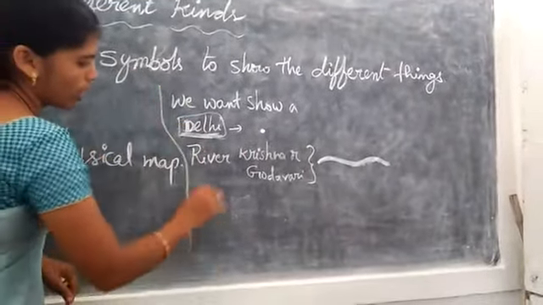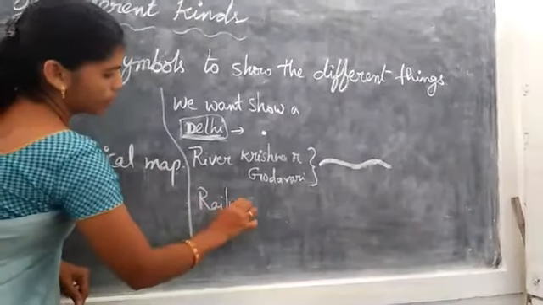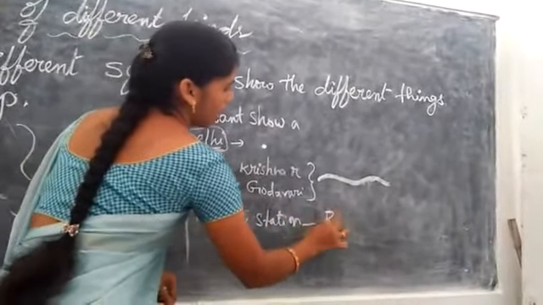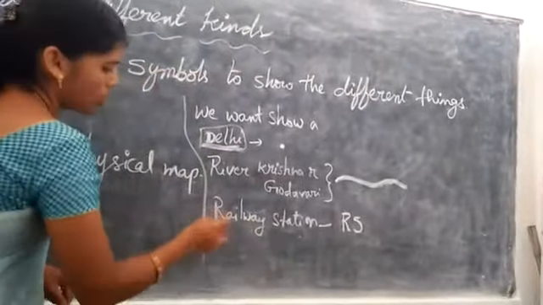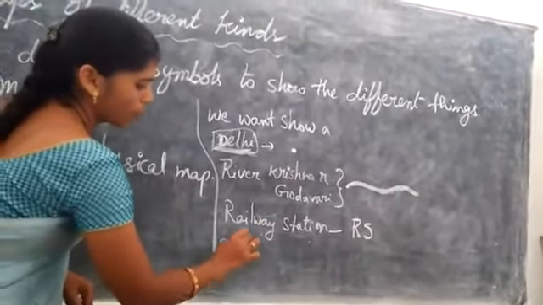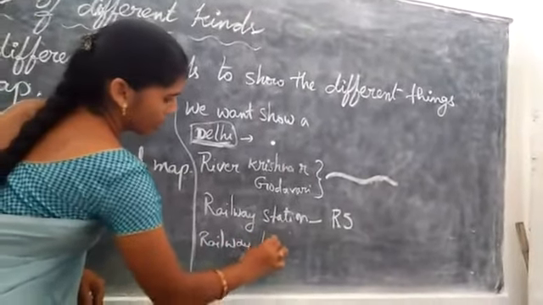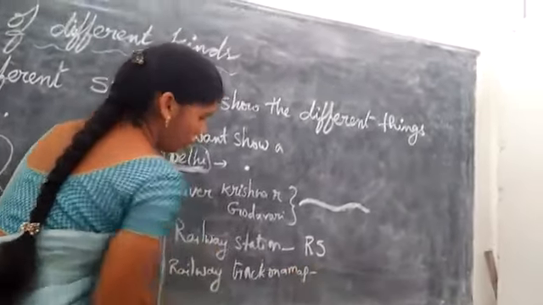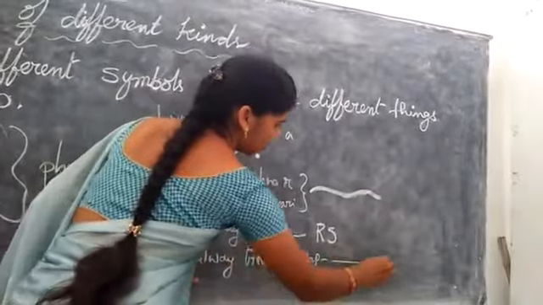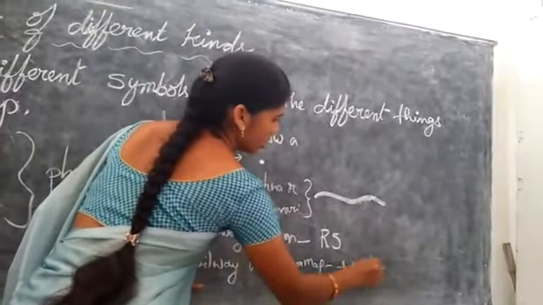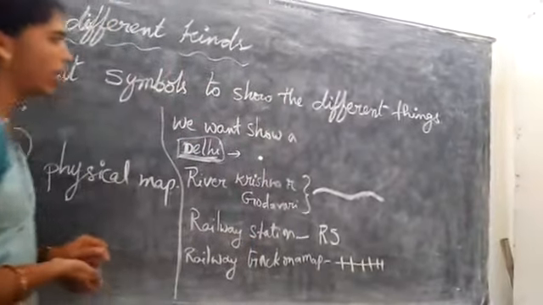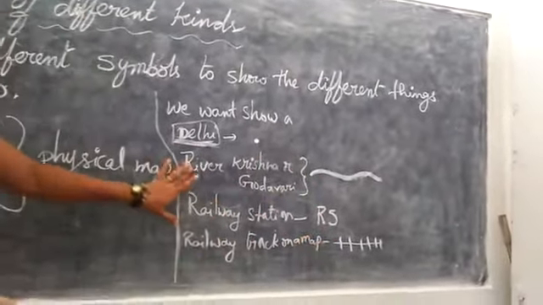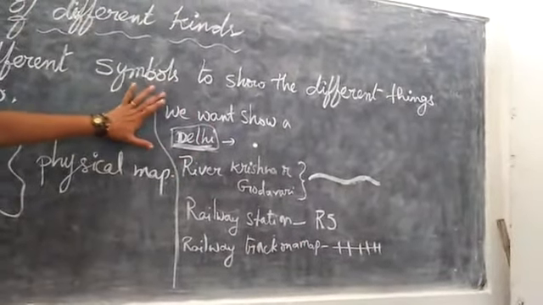If we want to show the railway station, we use the symbol RS. If we want to show the railway track on a map, we use this symbol. This is the symbol to show the railway track. In this way, we use many types of symbols to show the different physical features or different objects on a map.